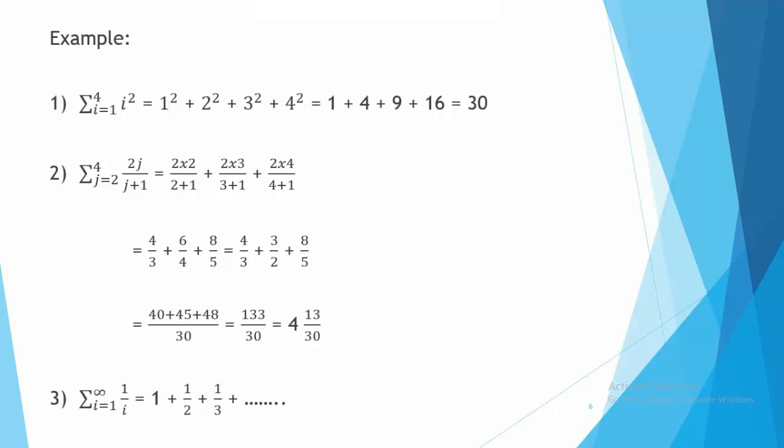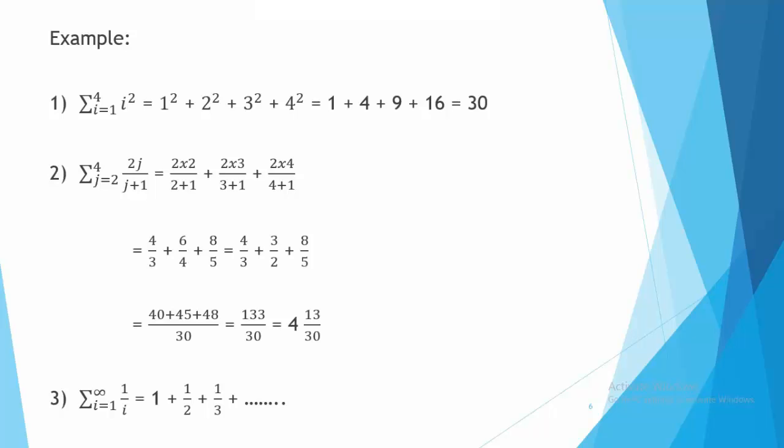Consider some examples. Sigma of i squared where i goes from 1 to 4. We add values for i, substituting 1 to 4. So 1 squared plus 2 squared plus 3 squared plus 4 squared equals 1 plus 4 plus 9 plus 16, which equals 30.